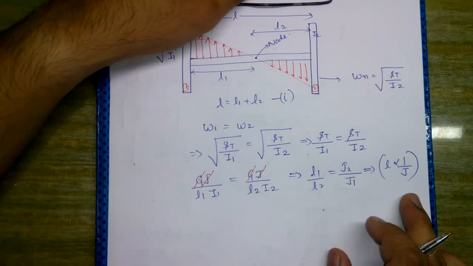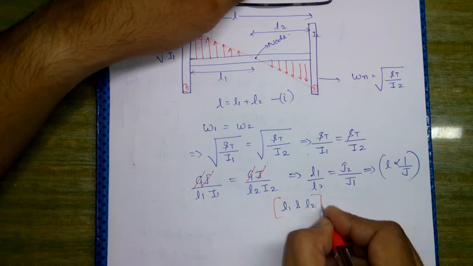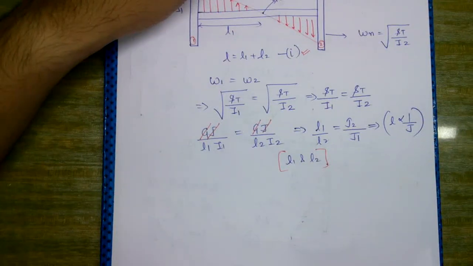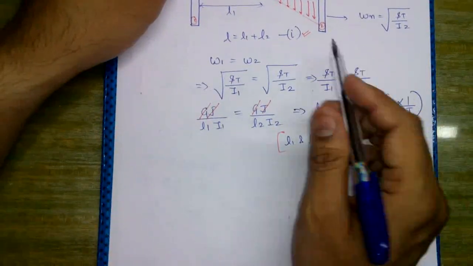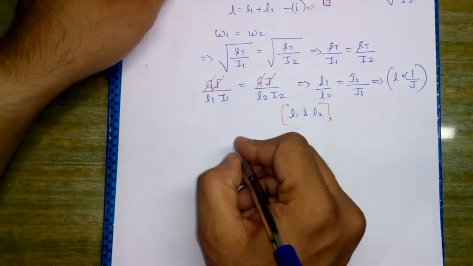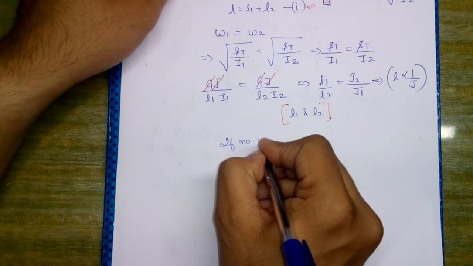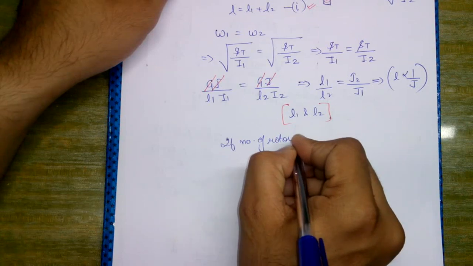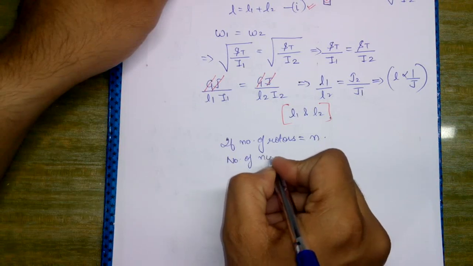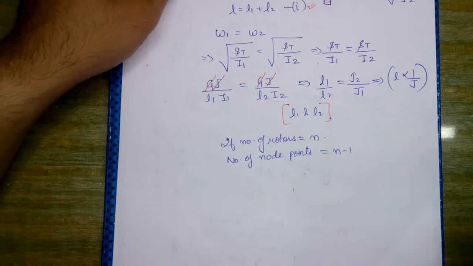Okay, so we will find out the value of L1 and L2 using this equation and equation number 1. Okay, so a very common question which is asked in such type of problems is regarding this: if the number of rotors is equal to n, then the number of node points would simply become n minus 1.